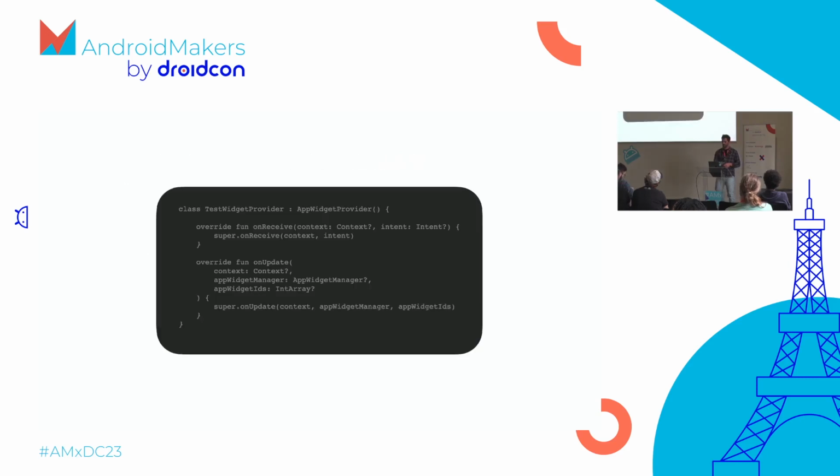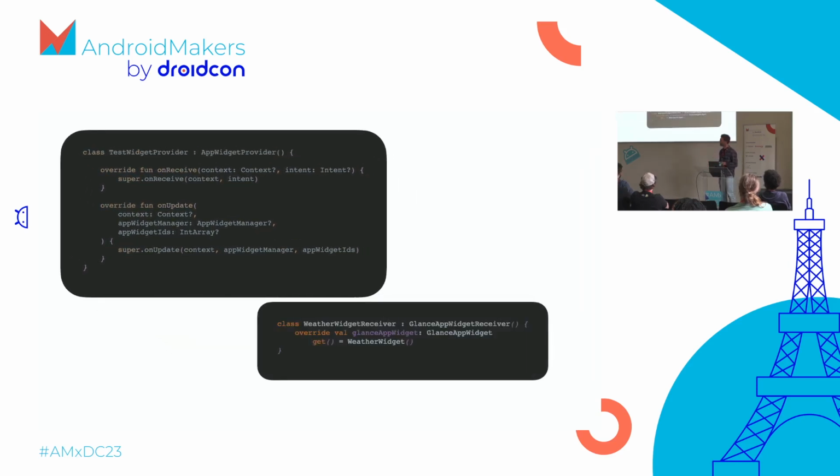So let's talk about the widget providers. The current situation with widget provider is that you need to extend your class with app widget provider, and then you need to override 2 functions, onReceive and onUpdate. If you have built a widget using those providers, you know how painful it is to receive all those events and when to update the UI, when to receive things and what to do with them. And currently with Glance, you have just 3 lines of code. You're just extending Glance app widget receiver, and then you are just overriding one val, which is your Glance app widget class.